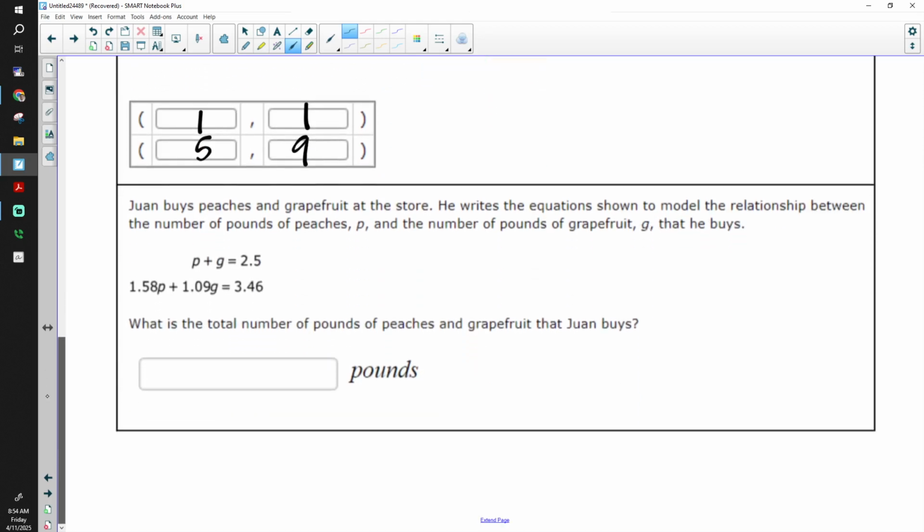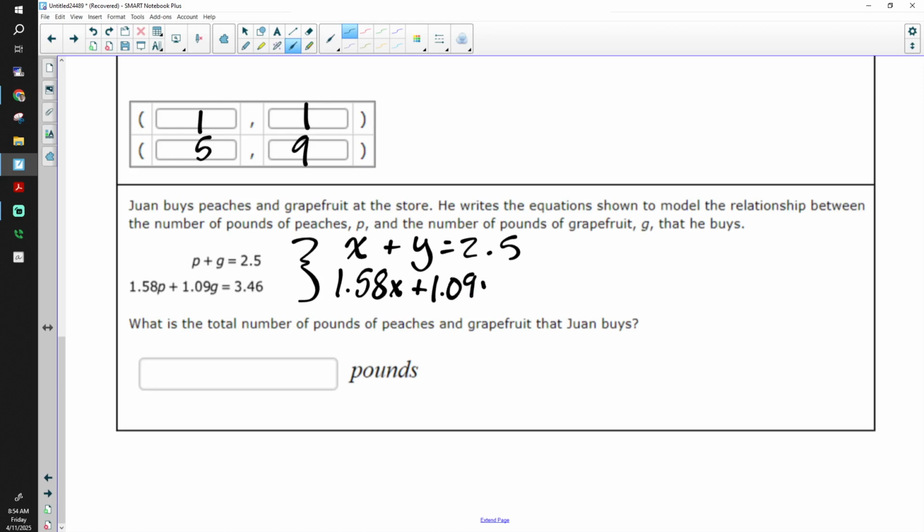Okay, continuing on. Juan buys peaches and grapefruit at the store. He writes the equations shown to model the relationship between the number of pounds of peaches and the number of pounds of grapefruit. Desmos struggles with variables other than x and y, so we're just going to rewrite these with x and y. X plus y equals 2.5, and 1.58x plus 1.09y equals 3.46.